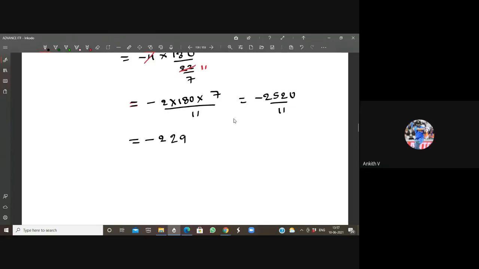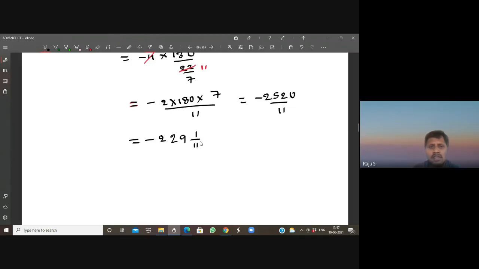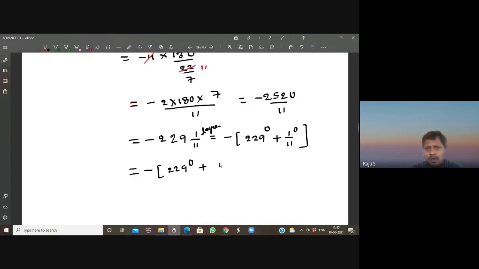Okay, remaining value is what? Sir, 1 by 11. Shall we write like this? Good. Minus 229, so I want to write minus. Shall I write here 229 degrees? This is in degrees, plus 1 by 11 degree in the bracket. Okay, bracket 229 degrees plus 1 by 11 degree. Shall I multiply with 60 minutes?